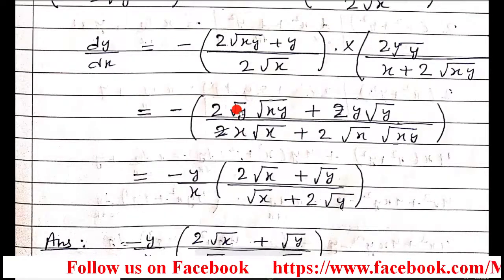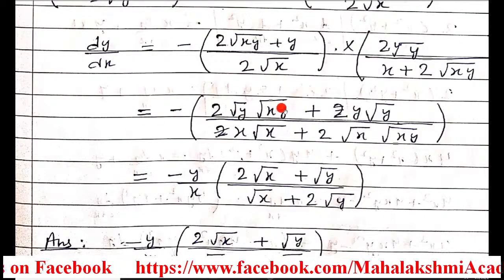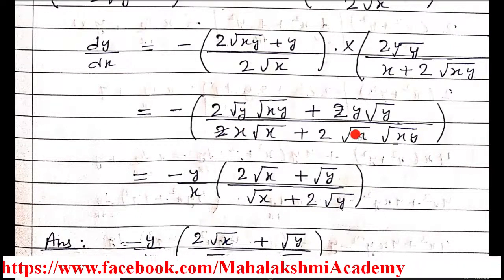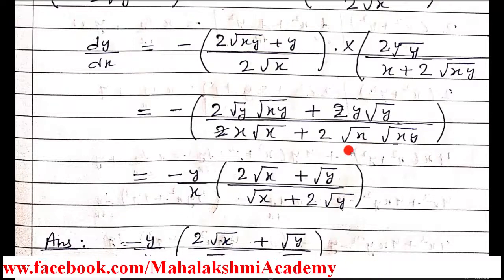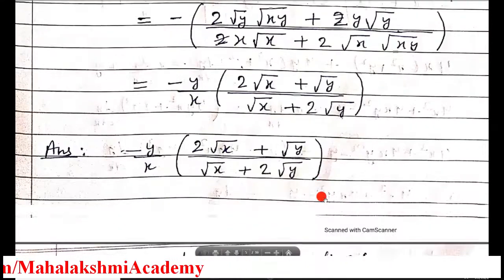Now here you can see root y and root y is y. So here also y and here also y. So take that y outside. Now here we already have x. Now this root x and root x is x. So take x outside. So we'll obtain this term.